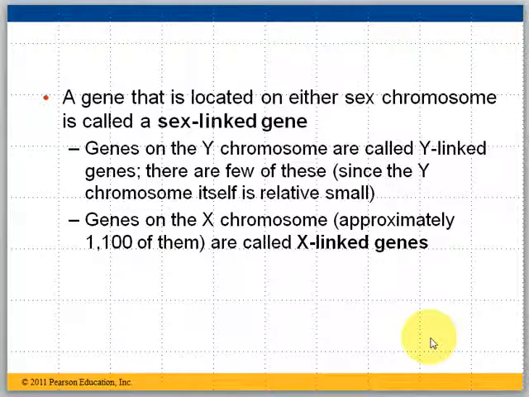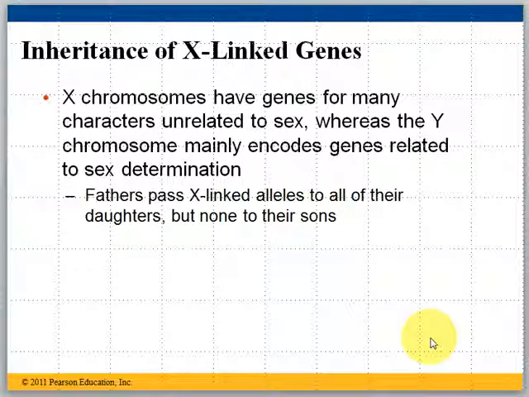Genes on the Y chromosome are called Y-linked genes. There's not very many of these, primarily because the Y chromosome is relatively small. And then genes on the X chromosome, of course, are going to be called X-linked genes. And there are a fair number of these, approximately 1,000 or 1,100 of these X-linked genes. The X chromosome, due to its fairly large size, has genes, many of which are unrelated to the sex of the creature. But the Y chromosome, mainly the genes on it, are primarily related to sex determination.